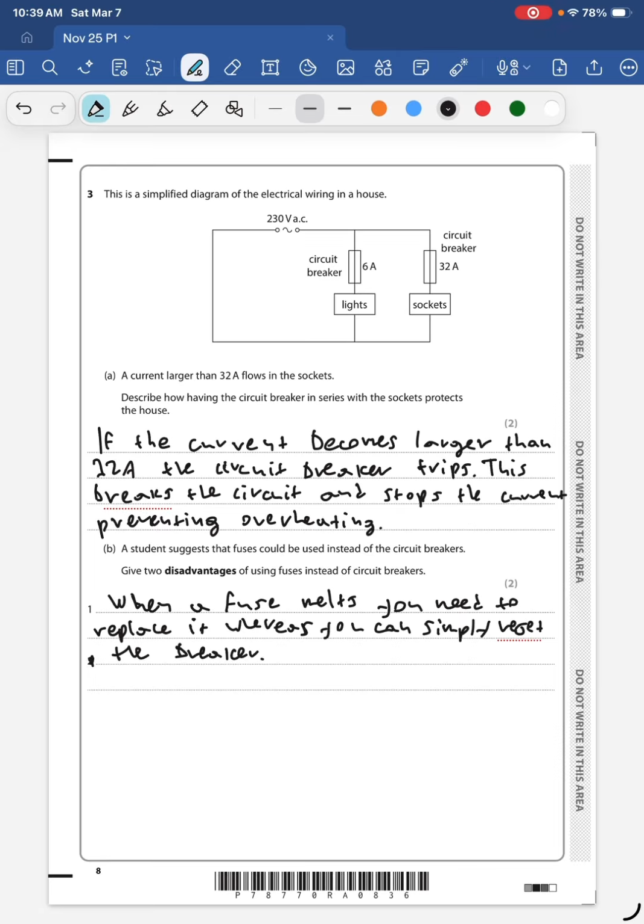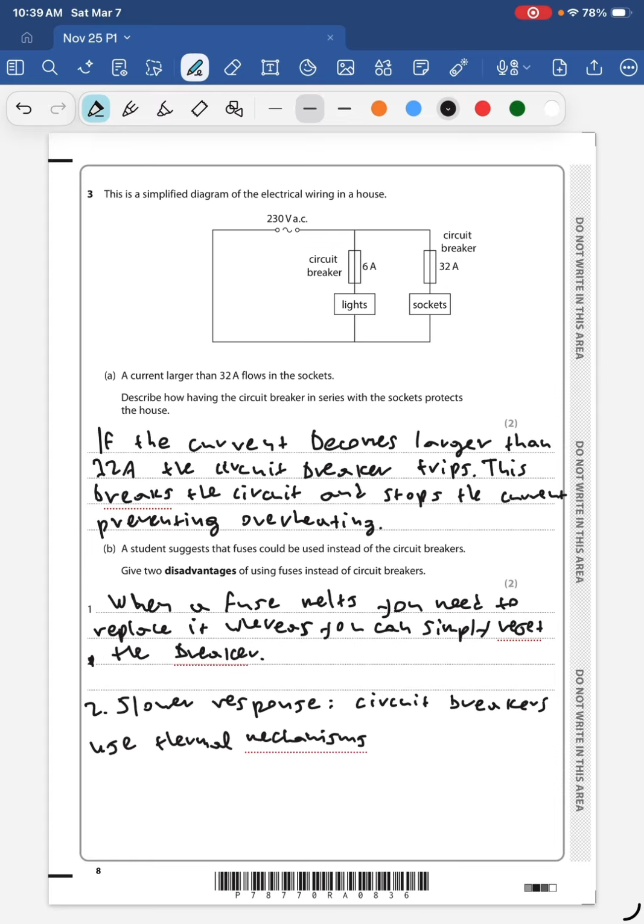Okay, and two, there's a slower response. Circuit breakers use thermal mechanisms, I'm sorry, and trip quickly.